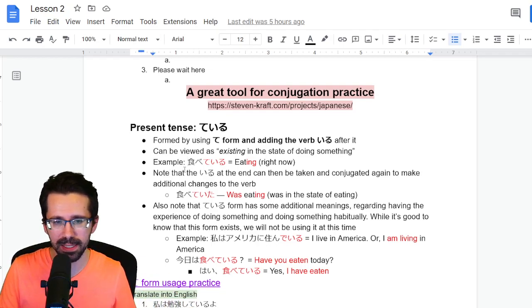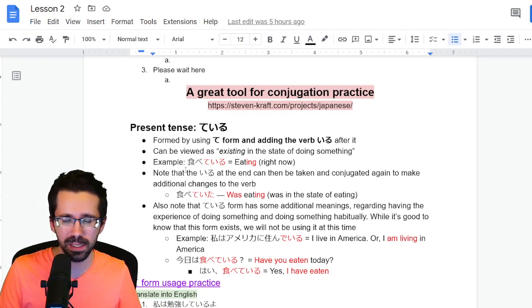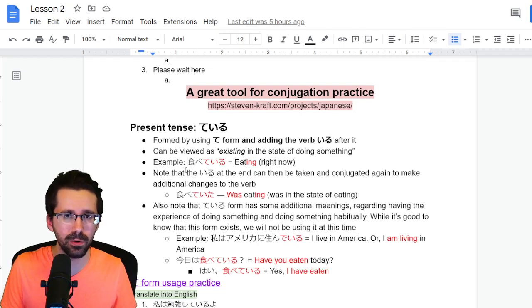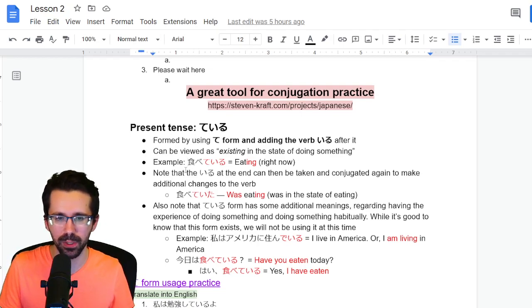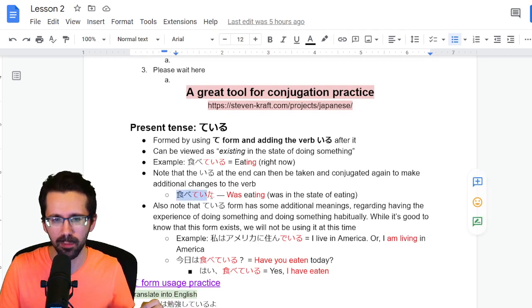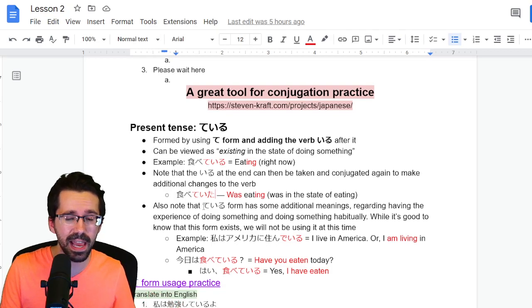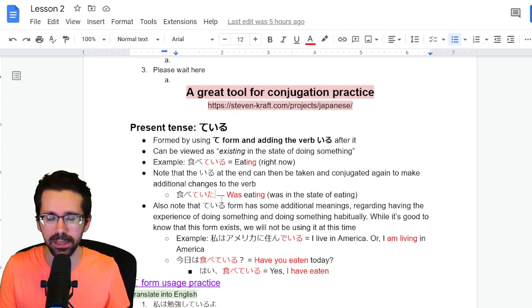Make note that the iru at the end of present tense conjugation can be conjugated further. Right now we don't know any other conjugations, so we can't really do that. But just to look ahead a little bit, we could add a past tense conjugation on top of this. Tabete ita, by changing iru into past tense, and then it goes from I am eating to I was eating.